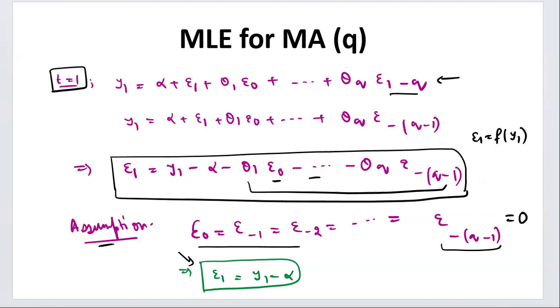You can do it on your own. I have given you the process. I'm just assuming these terms are 0, so you will be left with y1 minus alpha only. This is the first term.